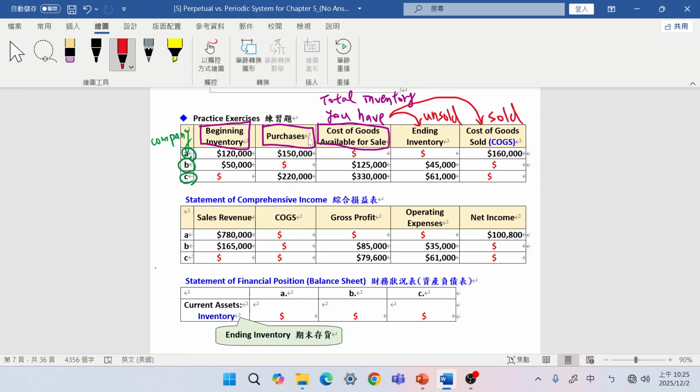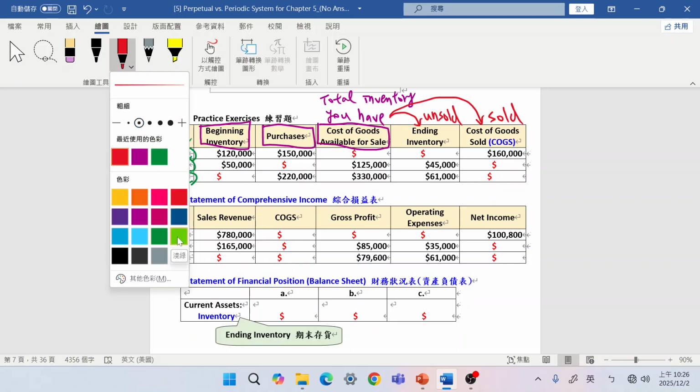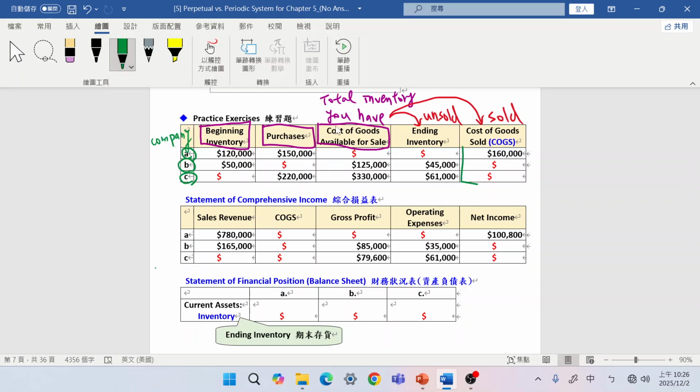So we are trying to get the data we have for company ABC. After you got all the data, we just use the data to prepare two financial statements: the statement of comprehensive income and the statement of financial position. So for example, for your cost of goods sold, we use the data to prepare what? To prepare your statement of comprehensive income, right? Cost of goods sold goes right here.